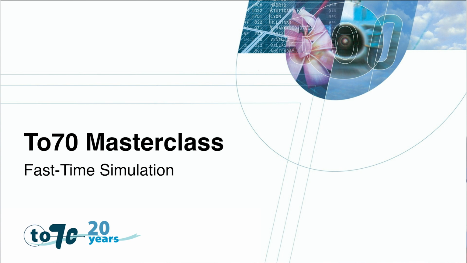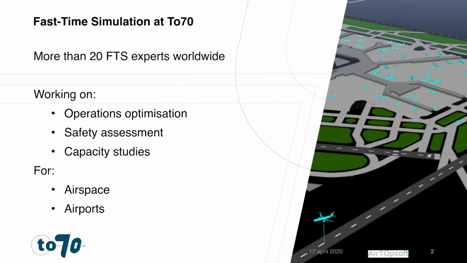Today we'll be talking about fast time simulation. At To70, we have been using fast time simulation for over 15 years in numerous airspace and airport projects. We believe fast time simulation is a very powerful tool that can support decision-making processes by providing objective data about planned developments and new ideas. These can range from new concepts of operations, airspace redesign, construction or maintenance of airport infrastructure, test capacity for forecasted traffic, and so on. With fast time simulation, the effects of each potential change within the airport or airspace can be quickly visualized and analyzed.